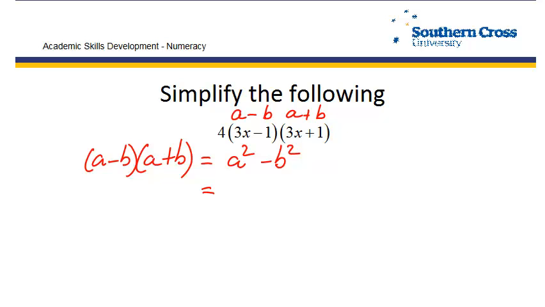So our answer is going to be, as a is 3x, that will be a squared, which is 9x squared. Take away b squared, b is 1, so 1 squared is 1. Now I've chosen to ignore the 4 so far, so that needs to be multiplied by 4. So I might just do that up here so that I'm not mismatching equal signs. So 4 times 9x squared must be 4 9s are 36x squared, and 4 times 1 is 4, so let's take 4.